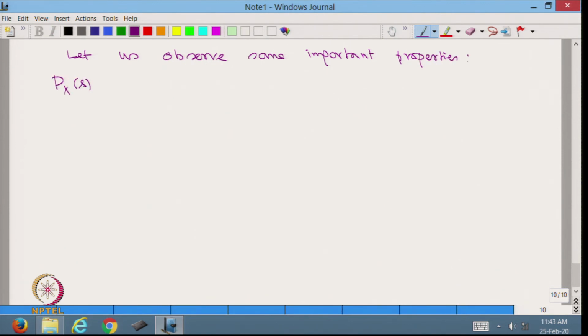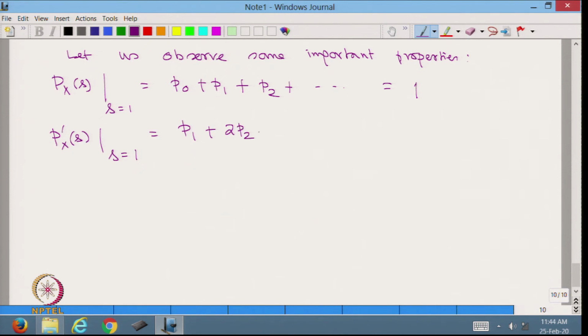P_X at s equal to 1 is equal to p0 plus p1 plus p2 and so on, which is equal to 1. P_X prime at s equal to 1 is equal to p1 plus 2 p2 plus 3 p3, etc., which is equal to the expectation of X.